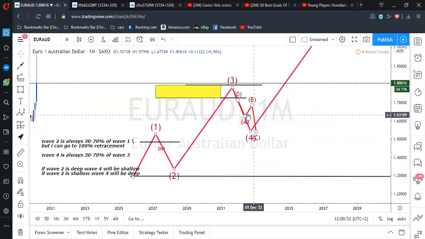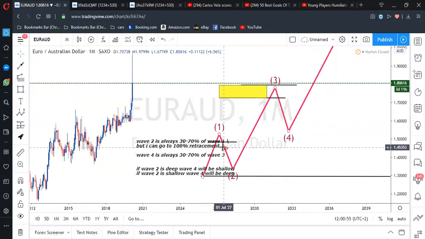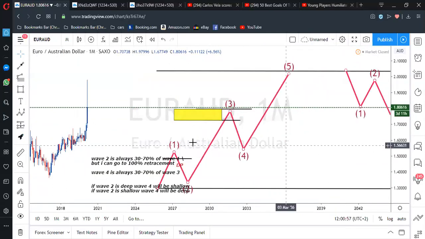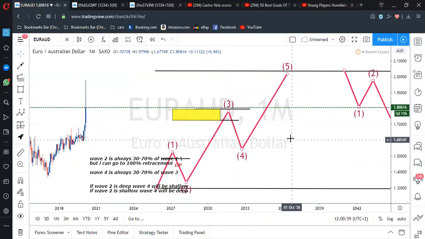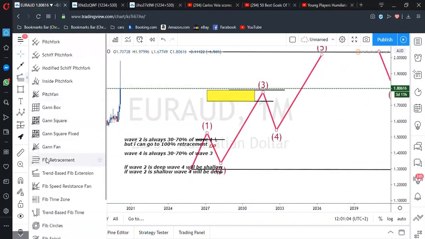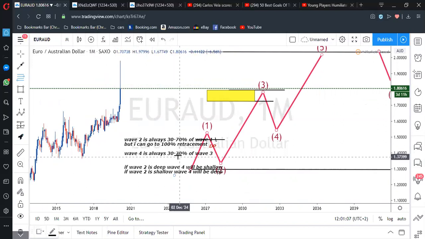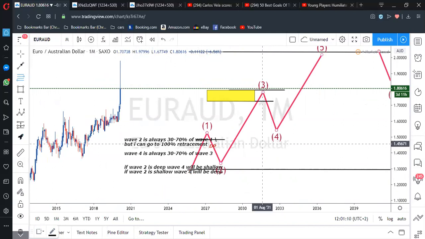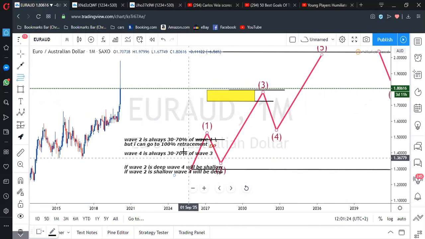So now we have gotten the basics of drawing wave one and two and three, right? And then keep in mind, wave four, now we're trying to look for the retracement of wave four. Here it says wave four is always 30 to 50 to 70% of wave three. But if you read in the books, they'll say that it's always 30% to 50%. But what I've realized is that sometimes it even goes deeper than 50%. So I've given it the principle to say 30 to 50%.